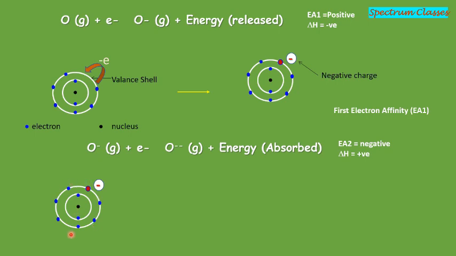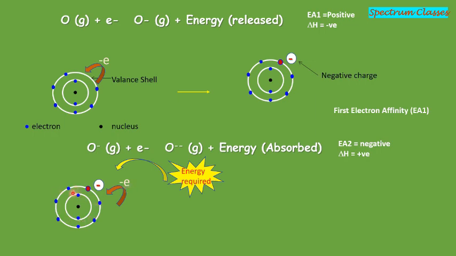This is further explained by this figure. So this already has a negative charge. If we try to add one more electron to this anion, then energy is required because there is electron-electron repulsion.